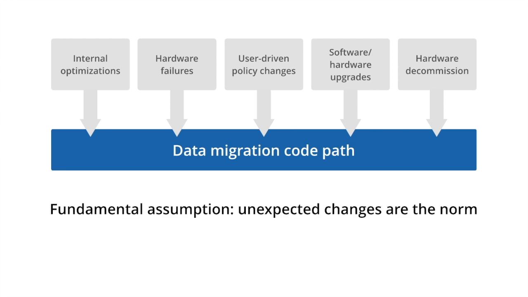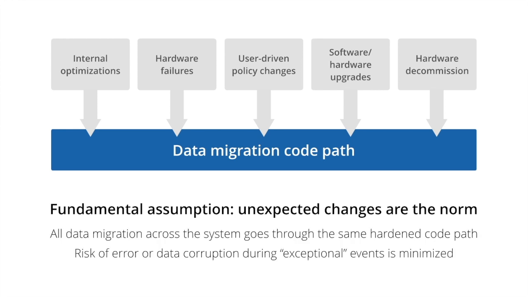The bottom line is that the software is built on the assumption that the environment is dynamic, not static, which is obviously a lot closer to the reality. Unexpected changes are the norm, and they're all handled through this same hardened code path that might run hundreds of times a day, even under normal circumstances. So the result is a huge reduction in risk during any kind of change in resources across the entire system or any unexpected failure that could trigger data migration. And that's really a huge technical differentiator for us that's built right into the fundamental architecture of the product.